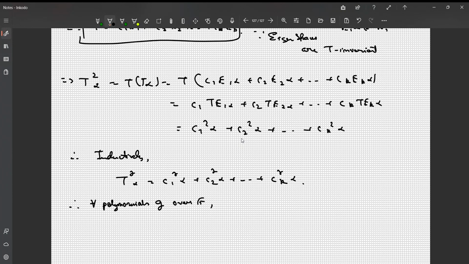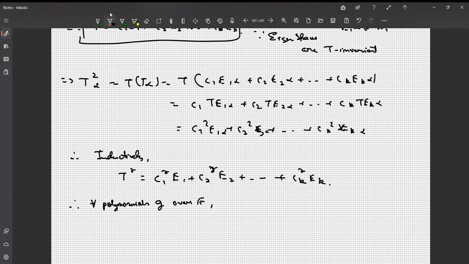Have I made a mistake here? Yeah, we are talking about T squared of alpha, right? Yeah, sorry. So it would be c1 squared E1 alpha, this is c2 squared E2 alpha, and this is ck squared Ek alpha. Correct. So therefore we can write that T to the power r can be decomposed as c1 to the power r E1 plus c2 to the power r E2, and so on till ck to the power r Ek. This is the correct one.